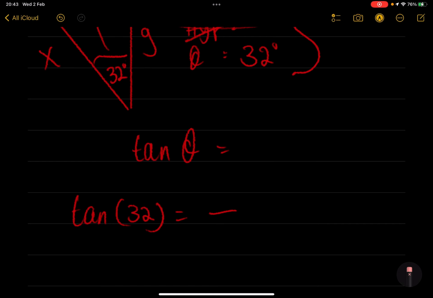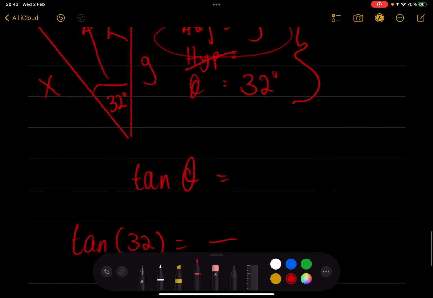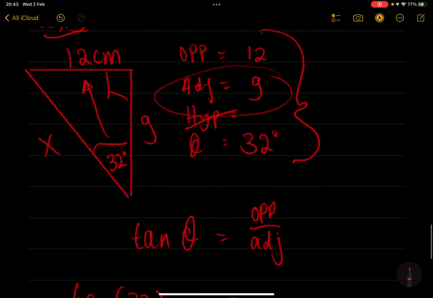Sorry, you're probably thinking, what is this guy talking about? It's not that, is it? It's the opposite divided by the adjacent. I'm not going to restart because I can't be bothered. Sorry, it's the opposite divided by the adjacent. Yes, get your laughs out now. Right. So your opposite is 12.